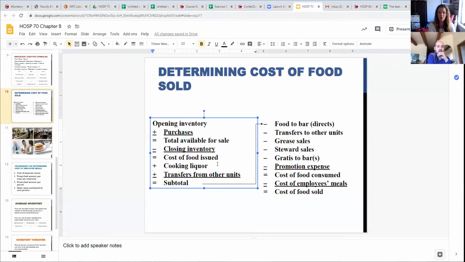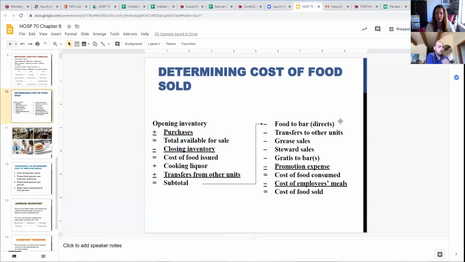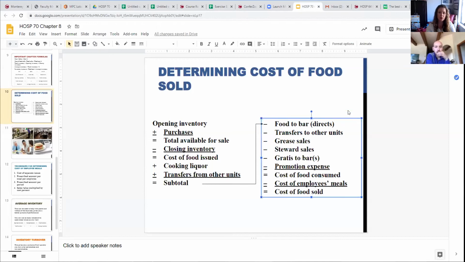If you're giving it away, if you're transferring it out, you're going to subtract because you're taking food off of your food cost. That food that's being sent to the other unit shouldn't count towards your food cost. Okay? That's going to give you your subtotal. Then we go to the next column, and that's food to bar directs.